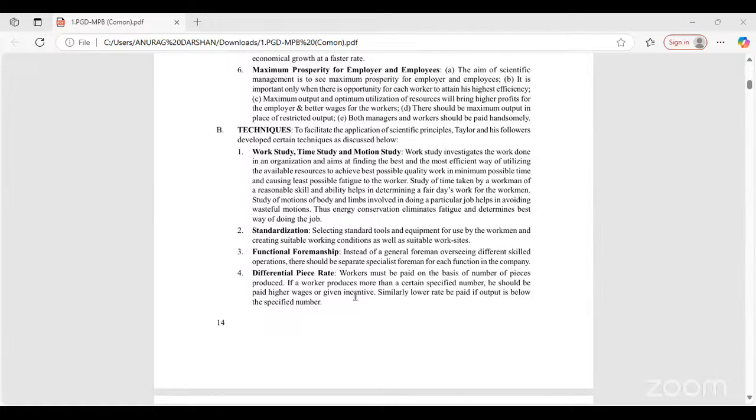Okay. And functional foremanship. Now, what is functional foremanship? There should be a foreman. Who is a foreman? Who is going to monitor the group of workers. So he should be a specialized person, a technical person.